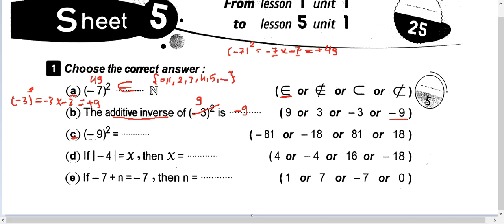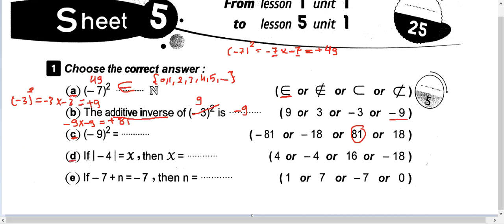Question C, he said negative 9 all to power 2, meaning negative 9 times negative 9. Negative times negative equals positive, and 9 times 9 equals 81. Where is positive 81 here? It will be the third one, 81.